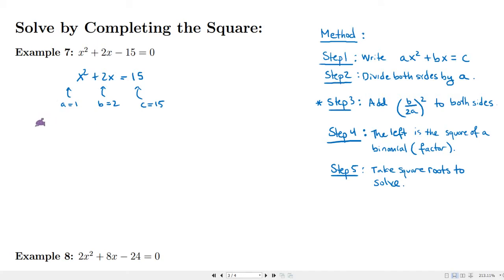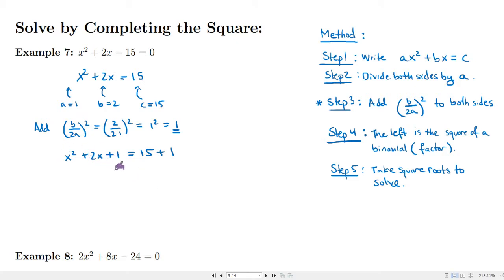All right, and so now we will add b over 2a squared. So what is that? That's 2 over 2 times 1, squared. So 2 over 2 is 1, so that's 1 squared, so that's just a 1. So we're going to add that to both sides of the equation. So we have x squared plus 2x plus 1 equals 15 plus 1.